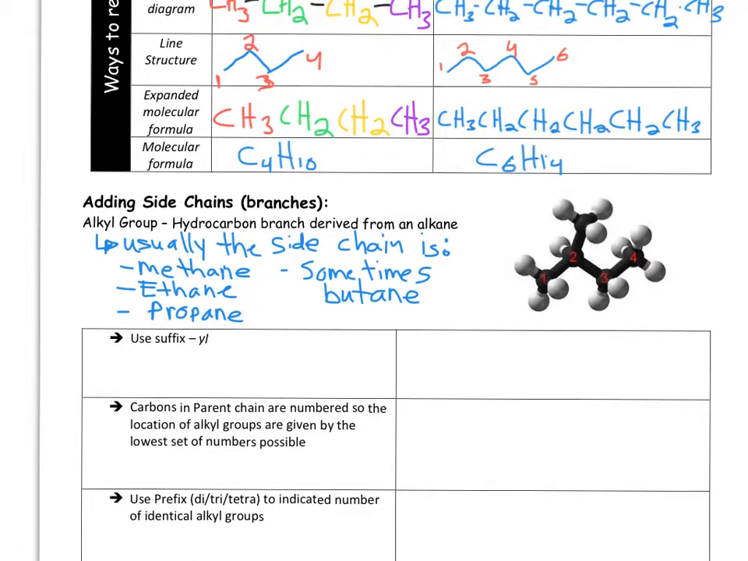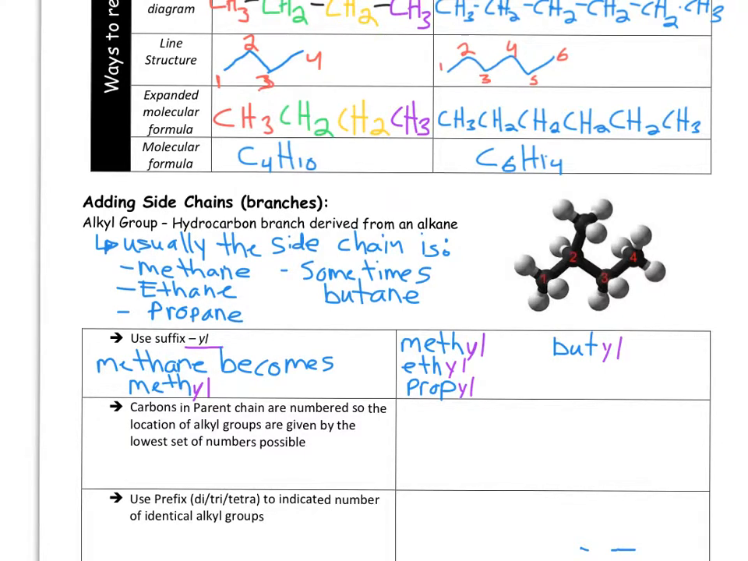So when we name a hydrocarbon with a side chain, we have to acknowledge that that side chain is there, and we use the same prefixes to indicate the number of carbons in the side chain, but this time we end with yl. So if a methane was a side chain on another hydrocarbon, instead of being named methane, it's called a methyl group.